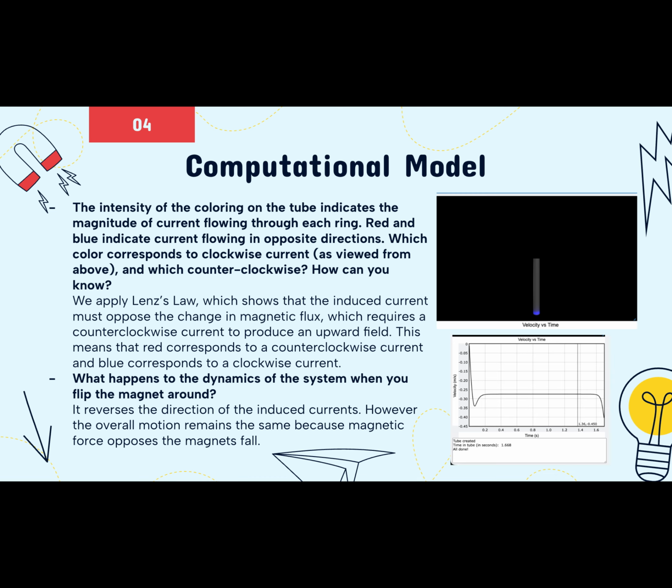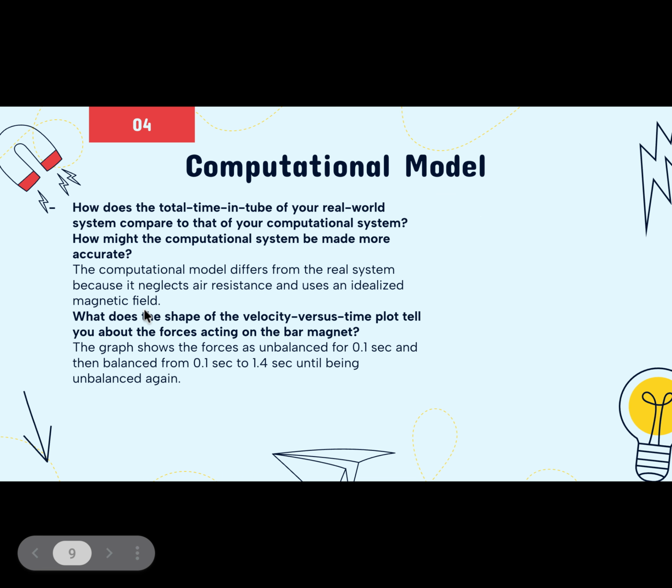And then what happens to the dynamics of the system when you flip the magnet around? Well, it reverses the direction of the induced currents. However, the overall motion remains the same because the magnetic force opposes the magnet's fall. Okay, and then how does the total time in your tube of your real-world system compare to that of a computational system? And how might the computational system be made more accurate? Well, this is comparing our two systems. The computational model differs from the real system because it neglects air resistance and uses an idealized magnetic field, which our real system does not.